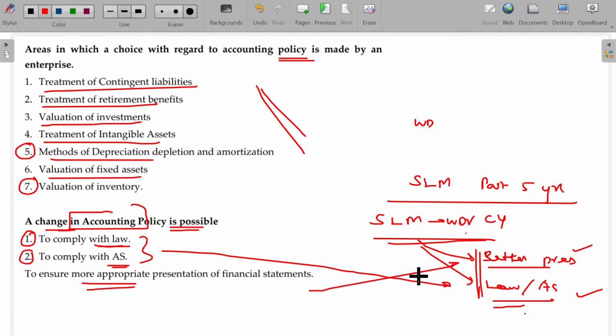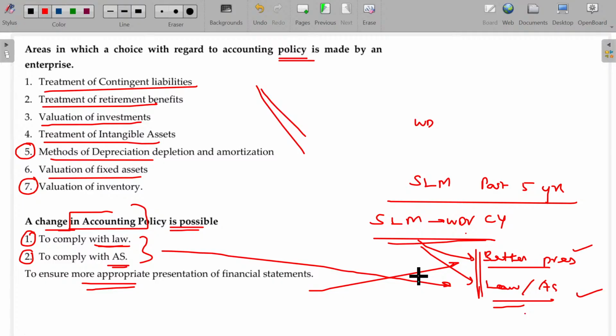Hope now you'll be able to understand accounting policies, choosing the accounting policies, and changing the accounting policies. So accounting policies are where we have multiple alternatives. Okay. And in those alternatives, choosing also comes in. Once you have chosen, can you shift from one to the other? All these things are possible here.